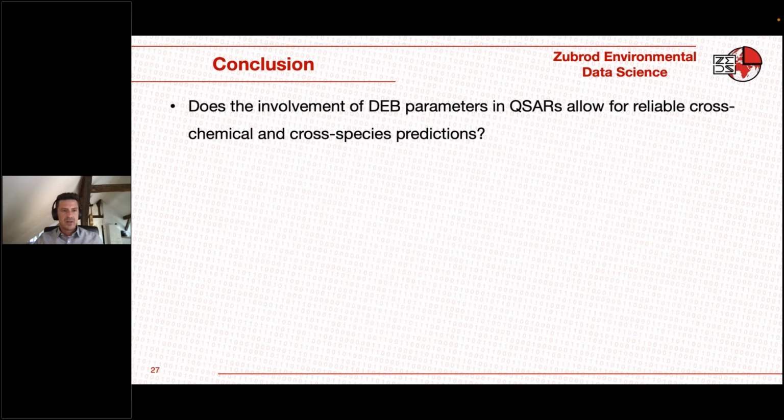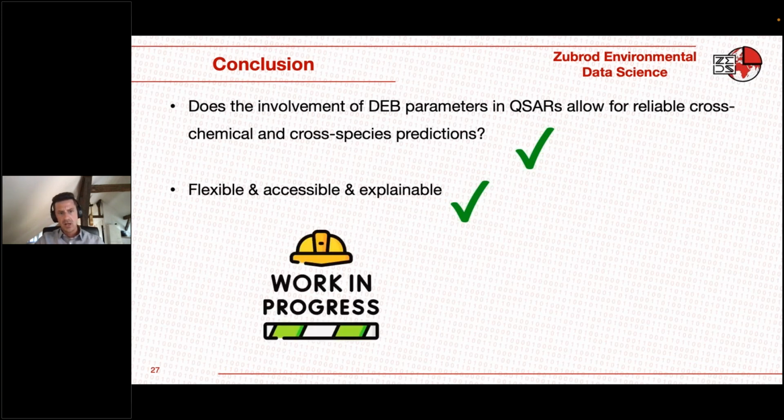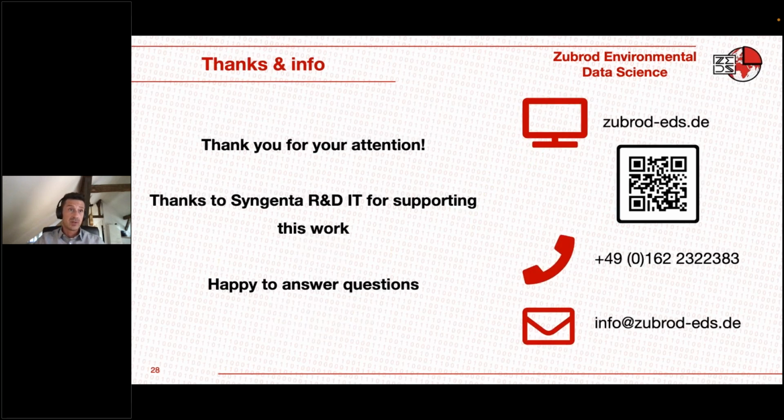Just to briefly wrap all that up, we wanted to know if the involvement of DEB parameters in QSARs allows for reliable cross-chemical and cross-species predictions, and we believe we were able to show that, and we wanted to combine that with creating flexible, accessible, and explainable models. We also think that we were able to do that, but we are well aware that there is still a lot of work to do until these models could potentially be used in practice. Thank you for your attention.